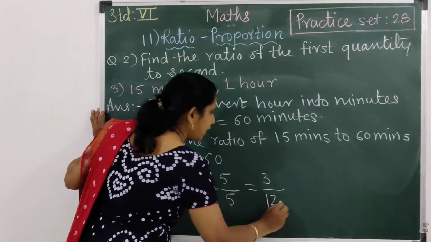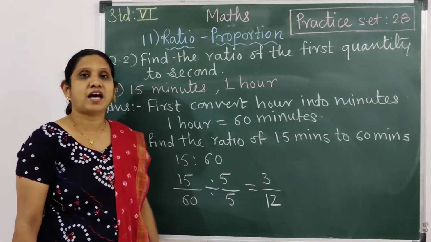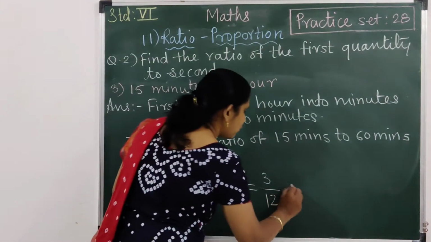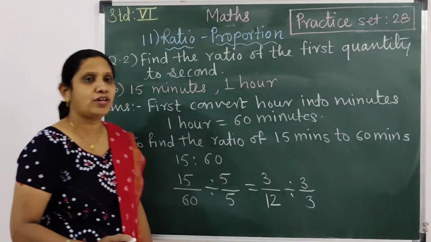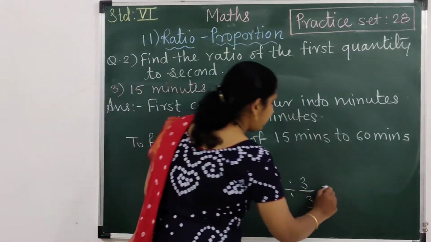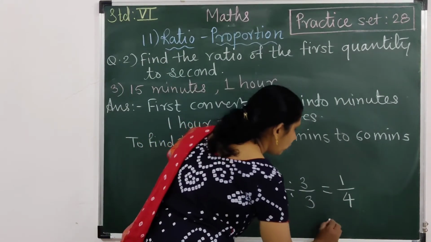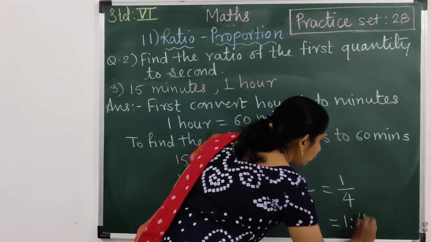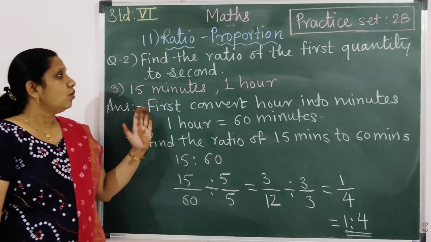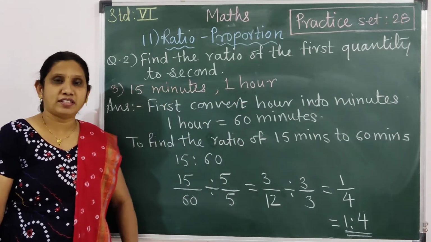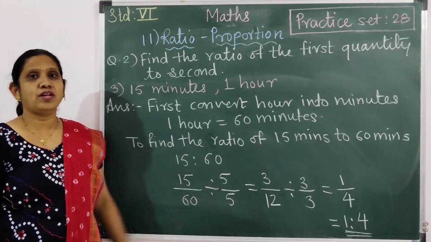Then your number becomes 10. 5 twos are 10. Now 3 and 12. Obviously, both the numbers are divisible by 3. So divide the numerator by 3 as well as the denominator by 3. So what will be our answer? 3 ones are 3. 3 fours are 12. So what will we get? 1 is to 4. Is that clear? So whenever two different units are there, first convert them into one unit, then only find out the ratio.